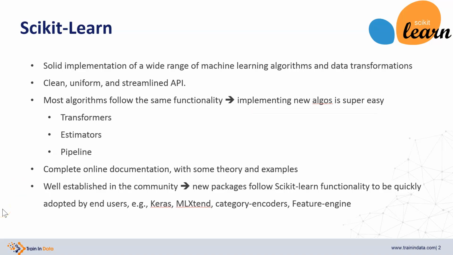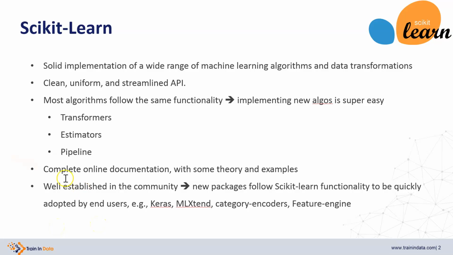Most of the classes in Scikit-Learn correspond to one of three types. Either the class is a transformer, or the class is an estimator, or the class is a pipeline. And we're going to dig into these three types of objects in the next slides.